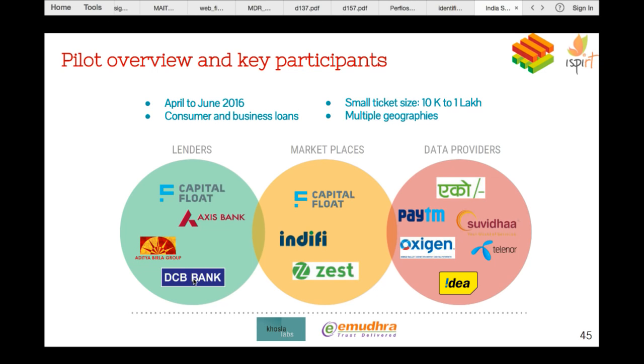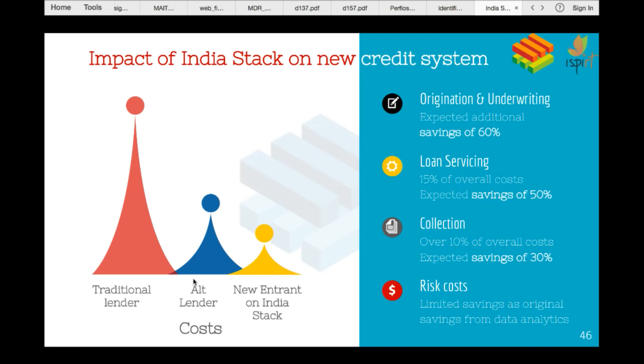in the pilot. The small tickets loan from 10,000 rupees to 1 lakhs. It was done across the country in multiple geographies. And each of these lenders saw a significant drop in their cost of originating a loan. They already saw certain cost savings going from traditional to data-based, but then even from a data-based alternate lender to India Stack, they saw an additional 60% savings on the costs.